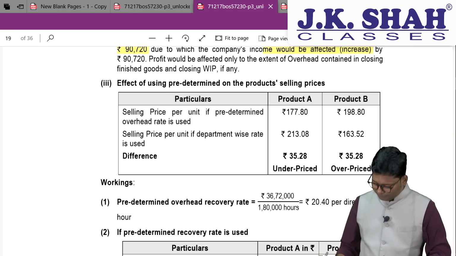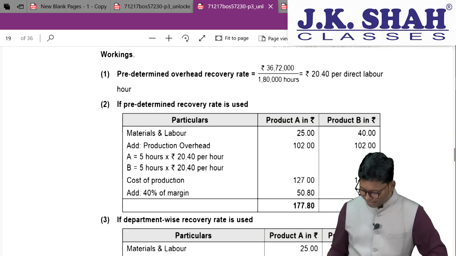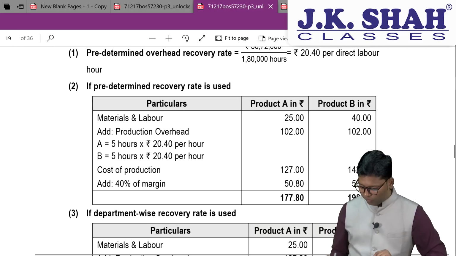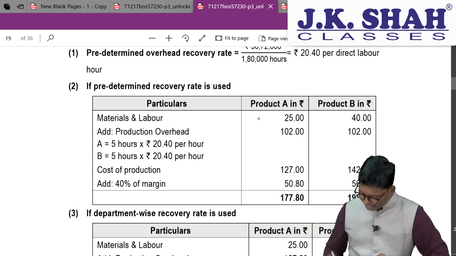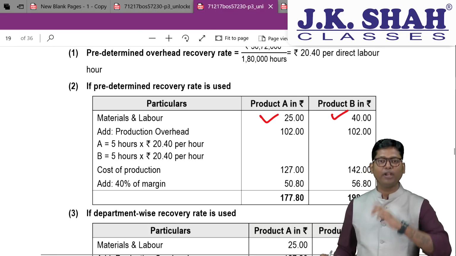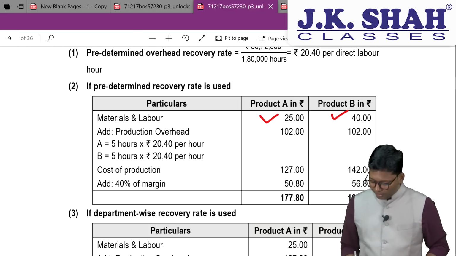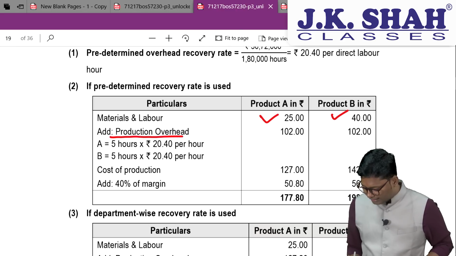Now, the very first thing, if you want to calculate a selling price, for that purpose they have given you one working note. They have recorded the given amount of your material and labor. This is your prime cost for A and B, correct? Then the production overhead rate is computed. This is something very important.